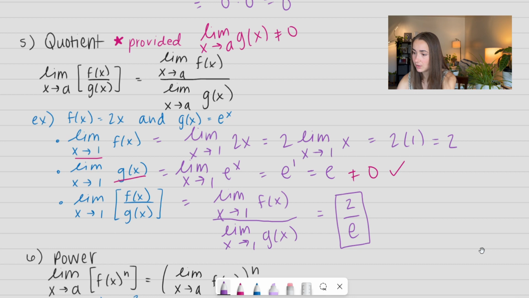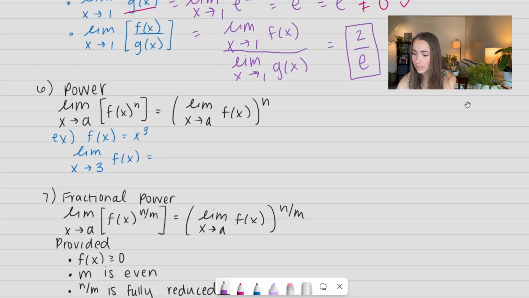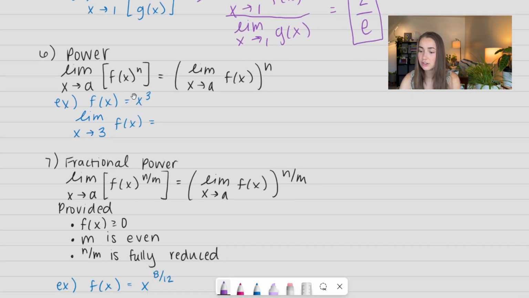Let's go ahead and move on to the power rule. So when our function is raised to some power, then what we can do is bring that power to the outside of the entire limit. So we can evaluate just a little part of the function and then raise it to the power. So we'll see this in action.